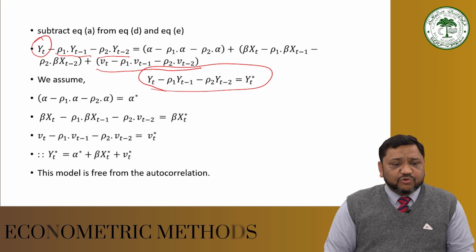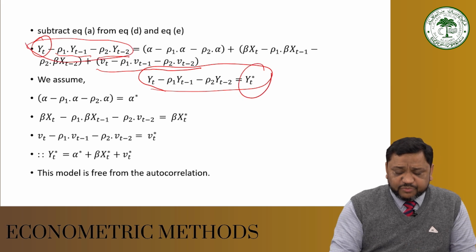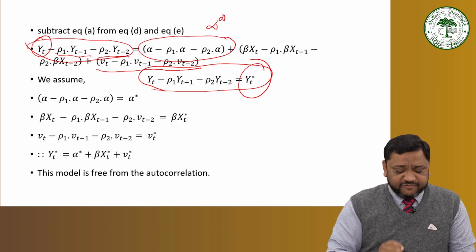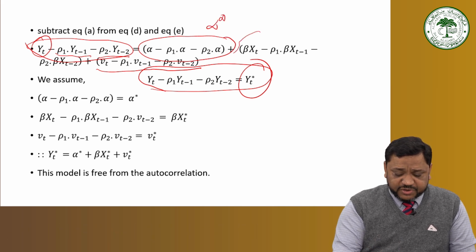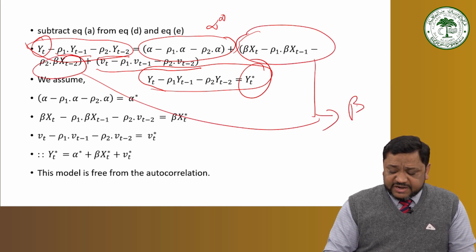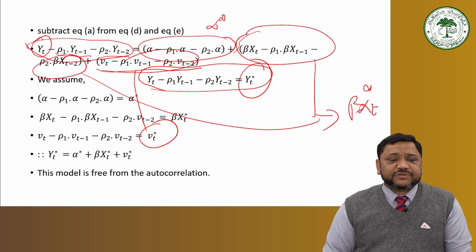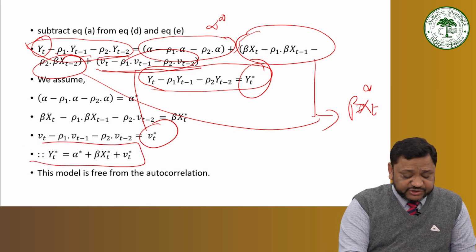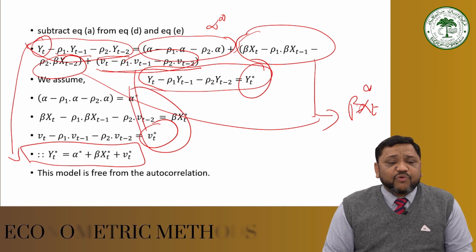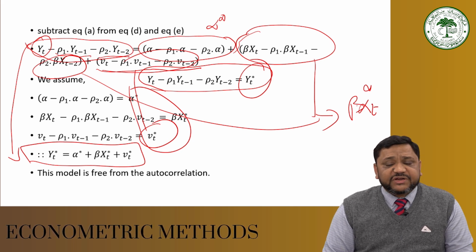Now what we do, we assume that yt minus rho 1 yt minus 1 minus rho 2 yt minus 2, this term we assume to be yt asterisk. Then this term we assume to be alpha asterisk. This term from here and this over here, we assume to be beta asterisk xt asterisk, and this last error term we assume to be vt asterisk. So finally we can write the final equation. Assuming these things, it can be written as yt asterisk is equal to alpha asterisk plus beta xt asterisk plus vt asterisk.